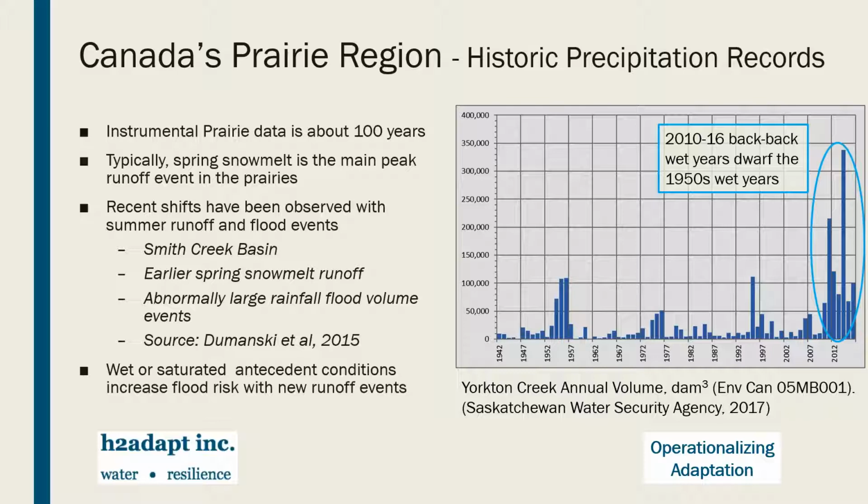Data in the Yorkton area demonstrate significant back-to-back wet years. From 2010 to 2016, some very large annual runoff events have occurred, dwarfing the historic 1950s wet period. Such an extended wet cycle increases flood risks. The saturated natural environment has no buffering capacity should a new runoff event occur. The soil, sloughs, lakes, and rivers are at or near their water-bearing capacity.